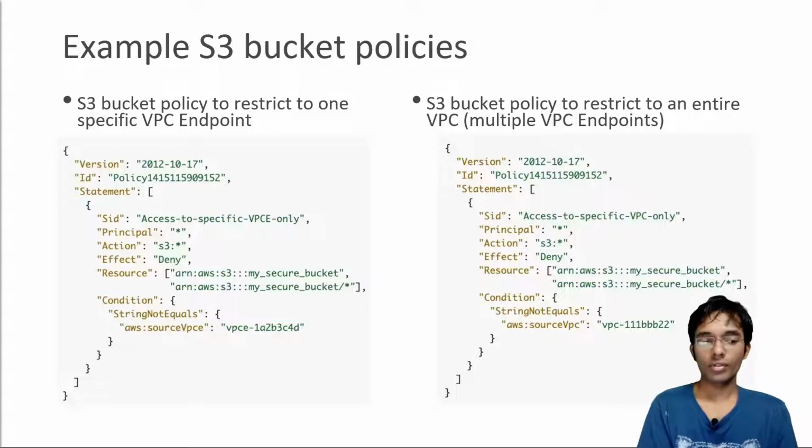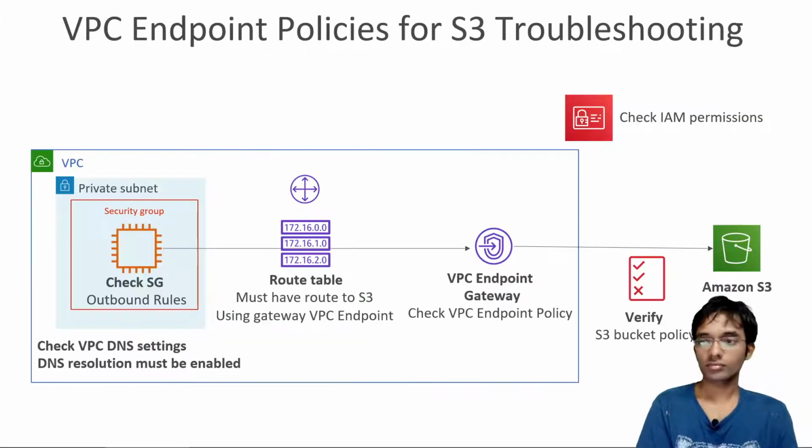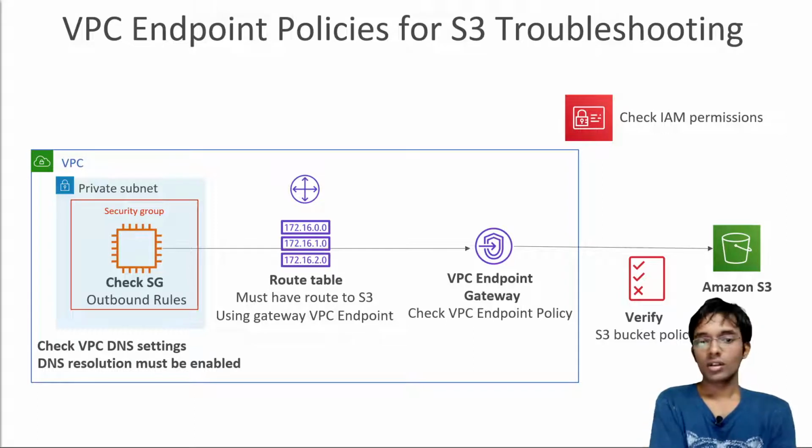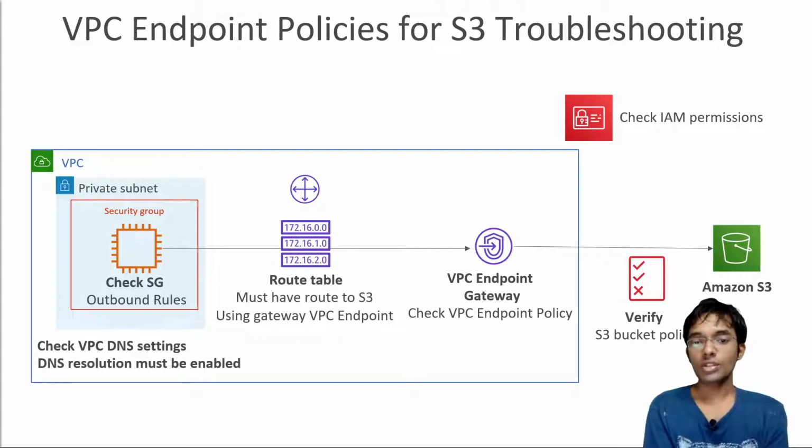Okay, so moving on to the next thing, we finally have: how can we troubleshoot a connection from an instance in a private subnet in a VPC to Amazon S3? As you can see, there are going to be a lot of moving parts.